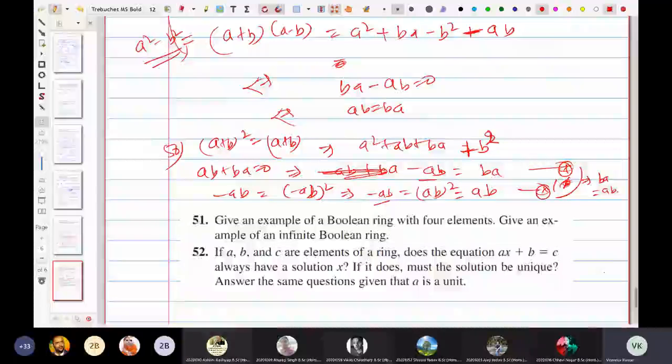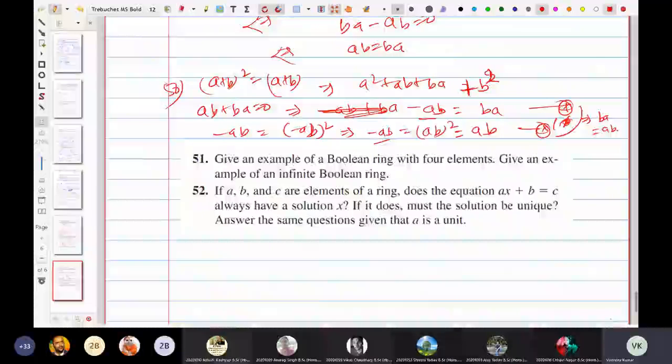Question number 51 we can leave, because I don't think there is anything about Boolean rings in the syllabus. Anyway, you can try if you want.